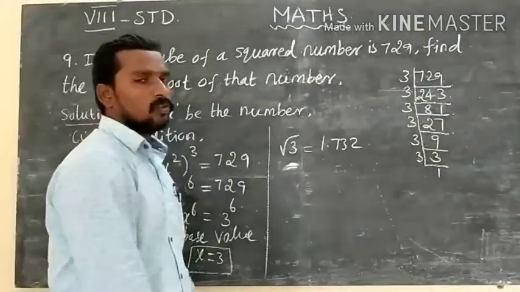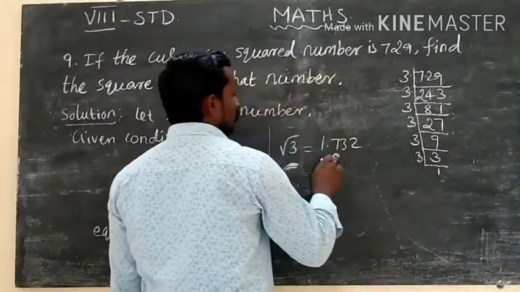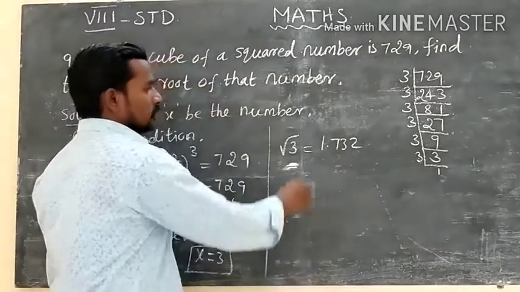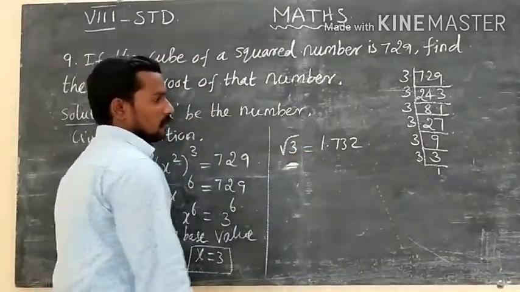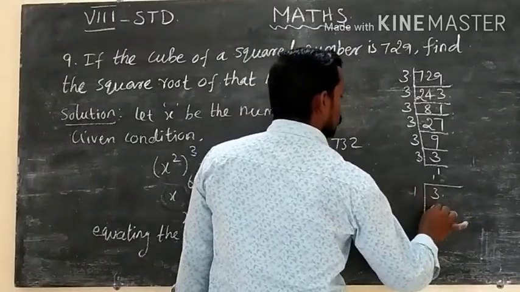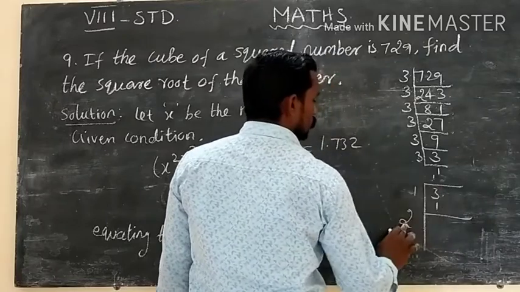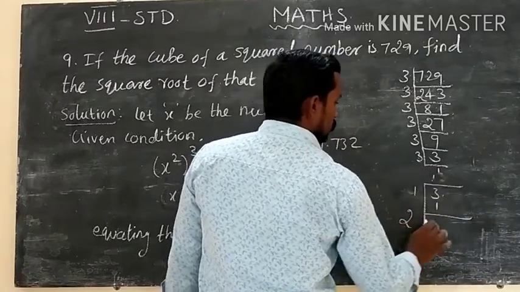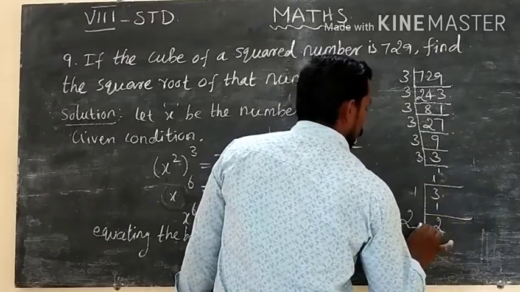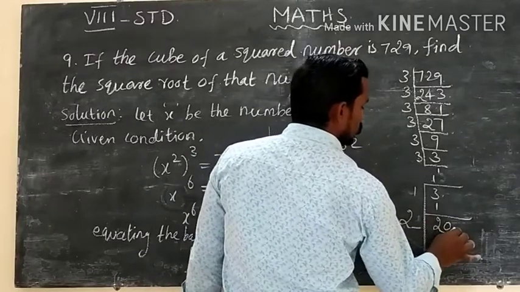Otherwise, you have the long division method, using the long division method to find 1.732. How to try the long division method is your homework. So what is the long division method? This is for 3. 1 times 1 is 1. Then double its value, 2. Remaining is 2. Then the new number is 21, so this is not sufficient, 20 is also not sufficient.